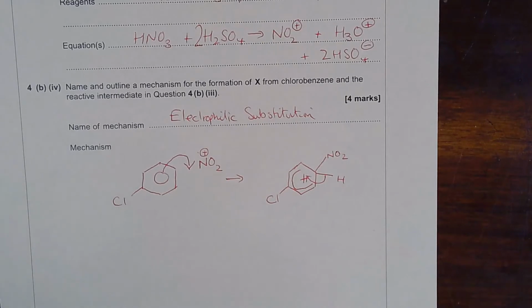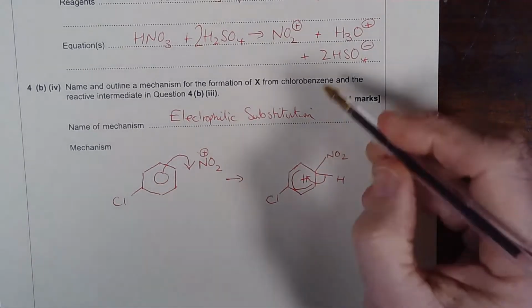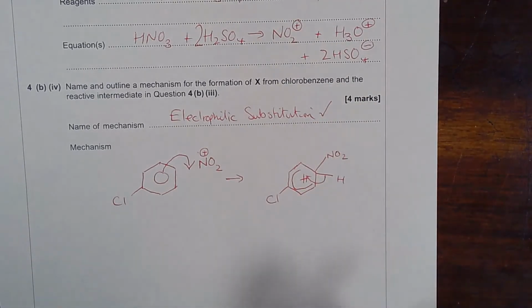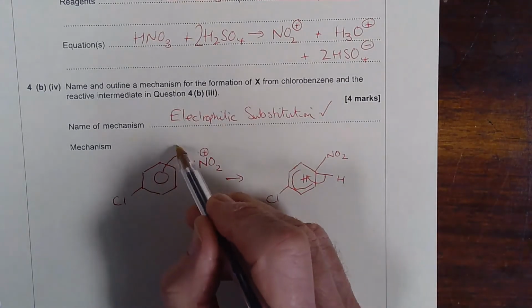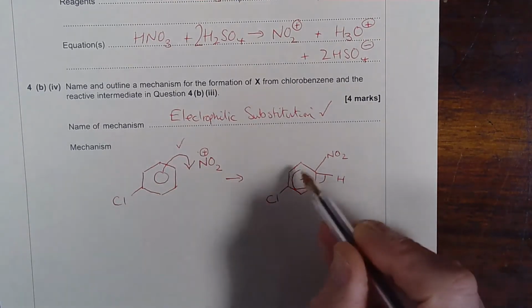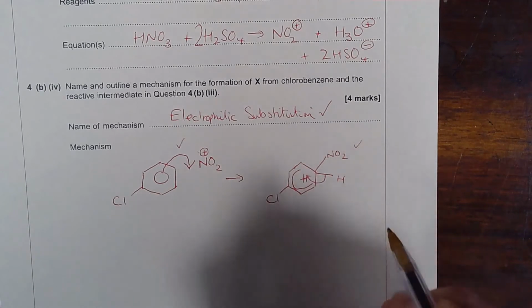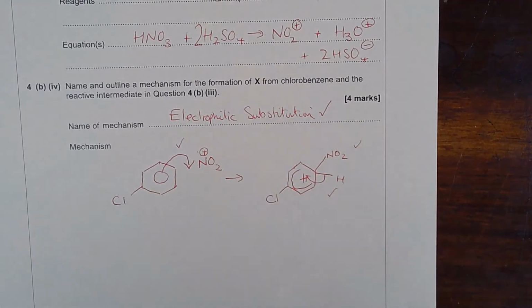So the marks come from one for the electrophilic substitution. Effectively, you have got a mark for the NO2 attacking into the right position, so there's effectively one mark there. There's one mark for the intermediate correctly shown, and then one mark for it returning with the correct curly arrow.